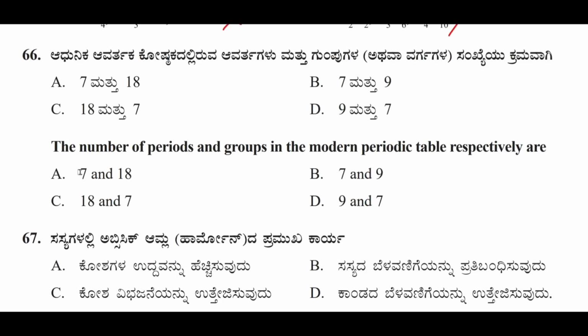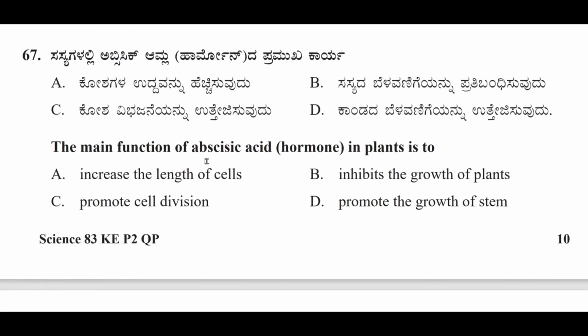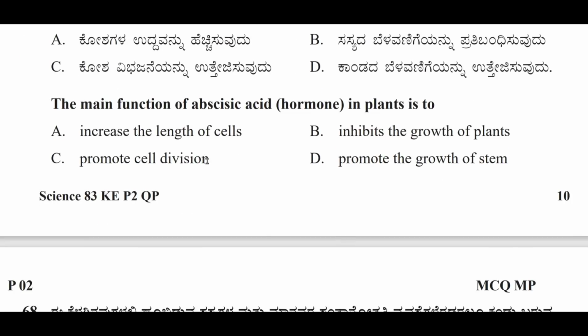Now, next question. The number of periods and groups in the modern periodic table are. There are 7 periods and 18 groups. Therefore, the correct answer is option A.